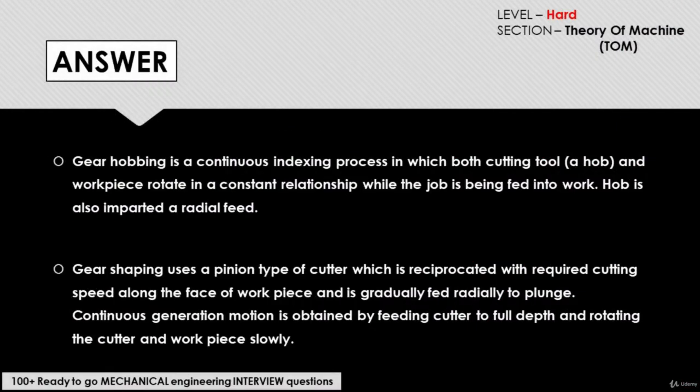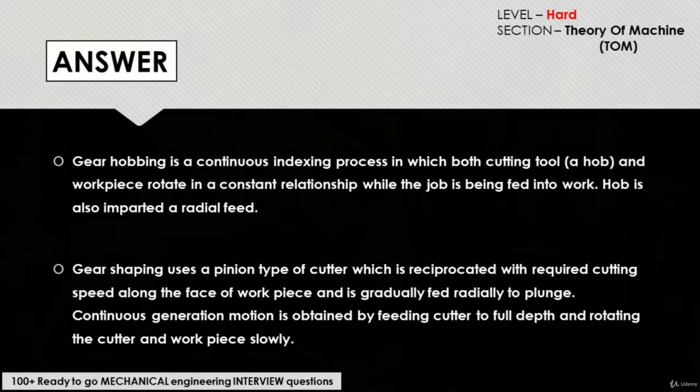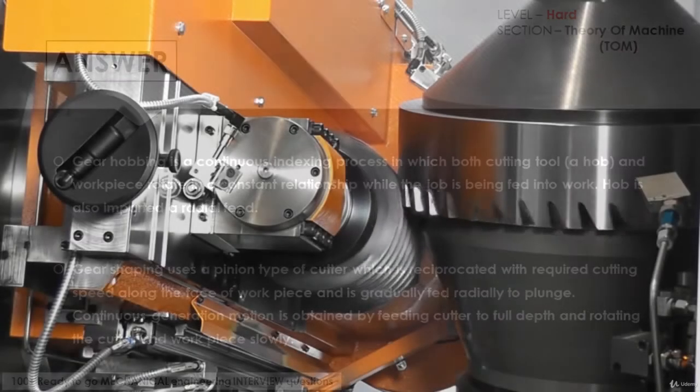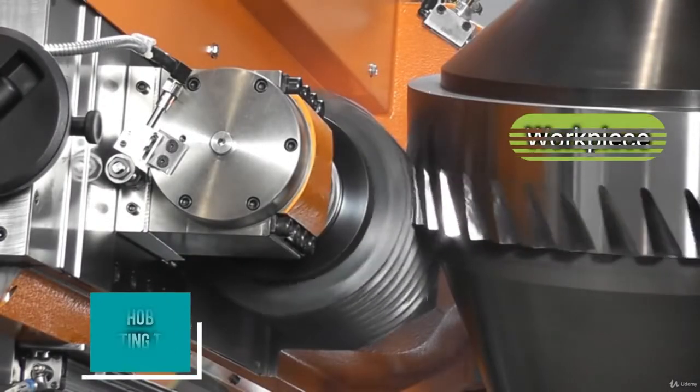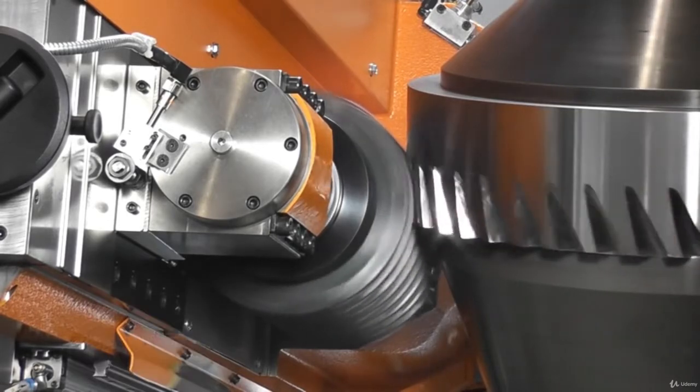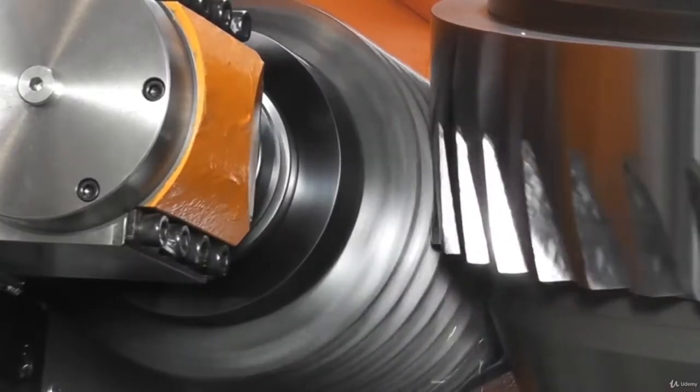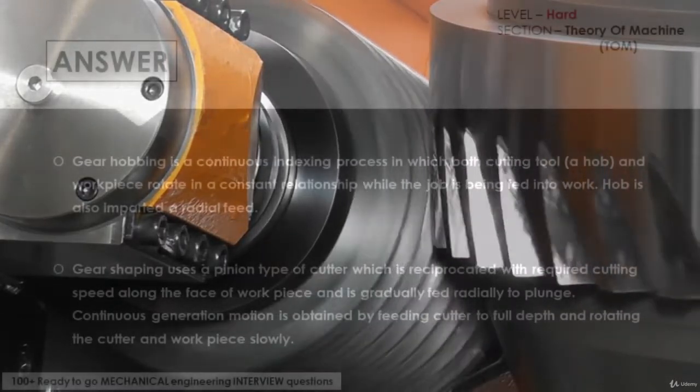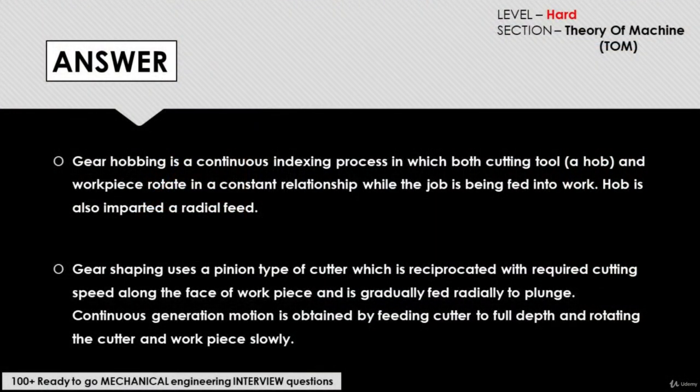The answer to this question would be gear hobbing is a continuous indexing process in which both the cutting tool, that is a hob, and the workpiece rotate in a constant relationship while the job is being fed into work. Hob is also imparted a radial feed.